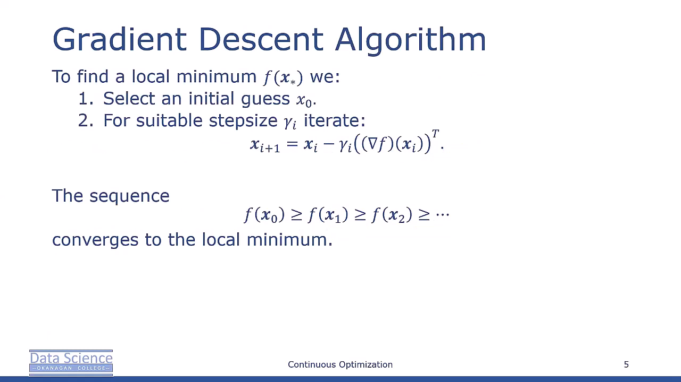So in order to find a local minimum, f of x star, we first begin by selecting an initial guess x0. For a suitable step size gamma sub i, we iterate through x sub i plus 1 equals x sub i minus gamma sub i times the gradient of f at x i transpose. Doing this results in a decreasing sequence: f of x0 is greater or equal to f of x1, which is greater or equal to f of x2, and so on. And eventually this converges to a local minimum.